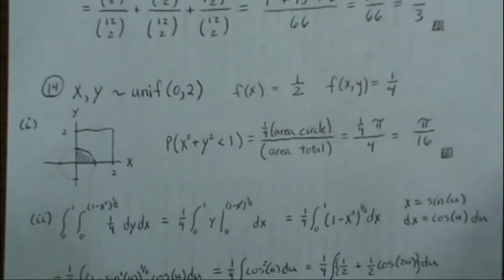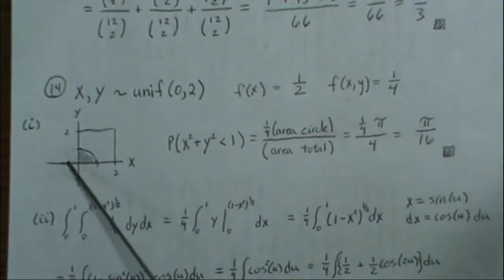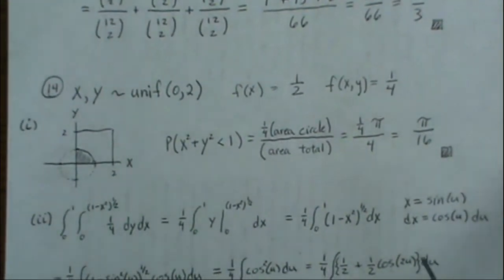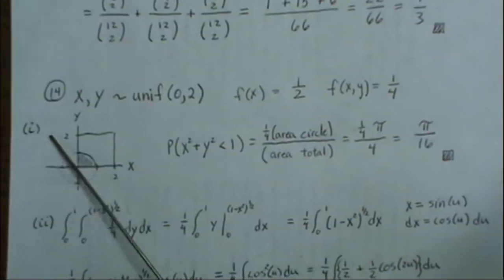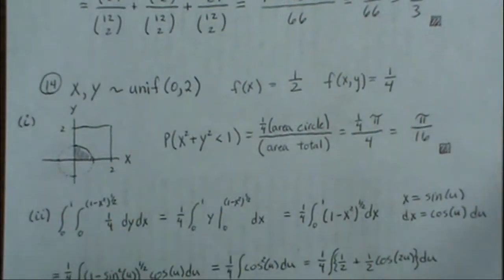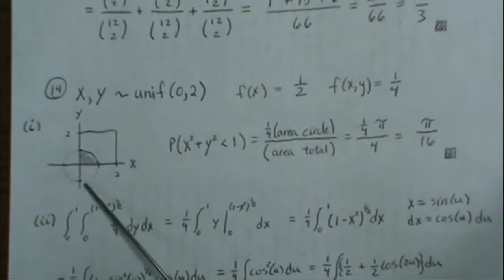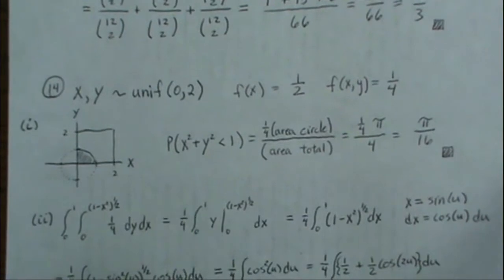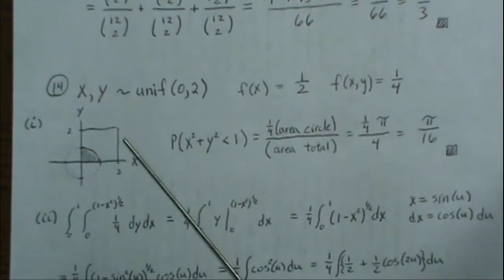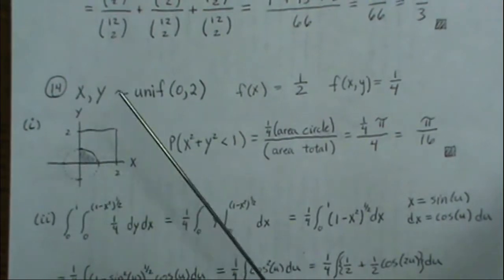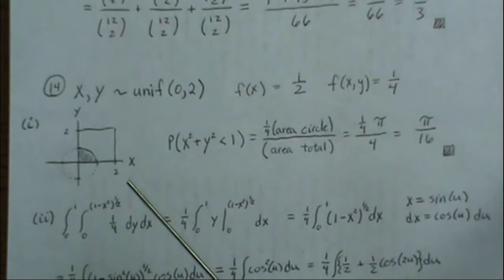Number 14. This is also another one where I'm going to provide 2 solutions, but on test day it's best that you figure out number 1 here. So it's a uniform distribution, x and y, from 0 to 2, and the density is 1/4. So over this region, it's a flat surface, okay, and that plays an important part here.